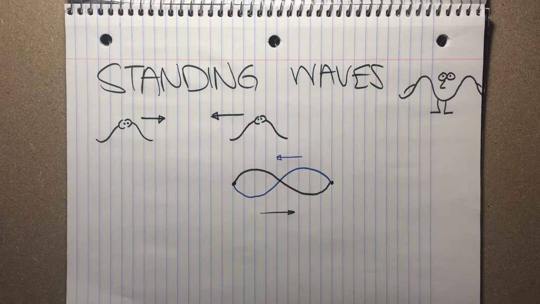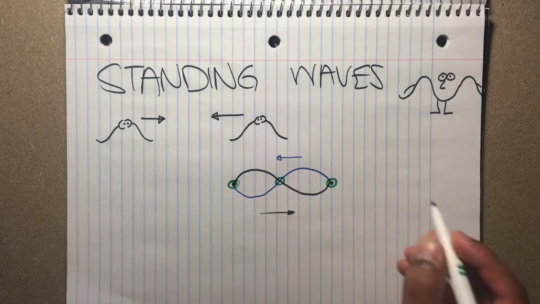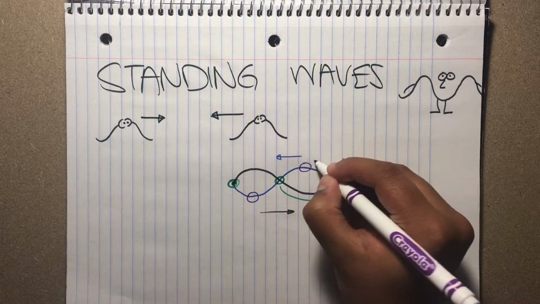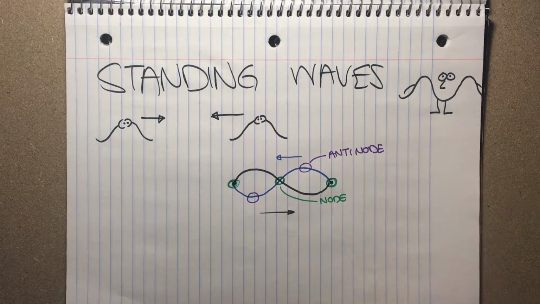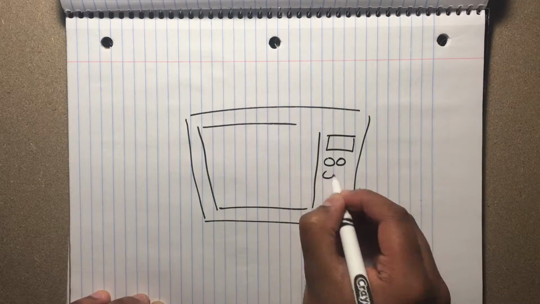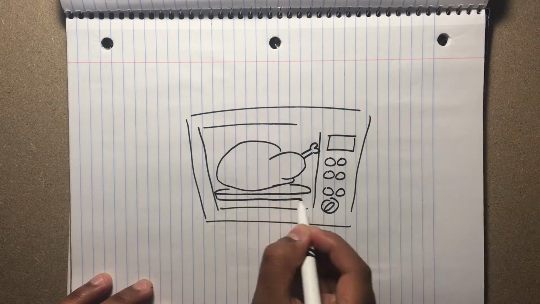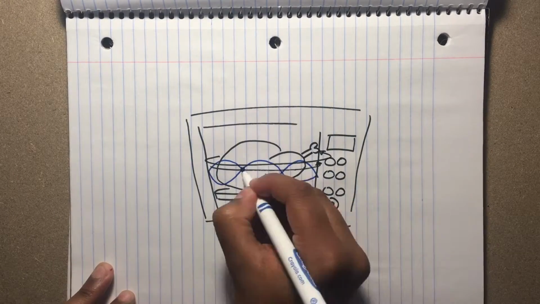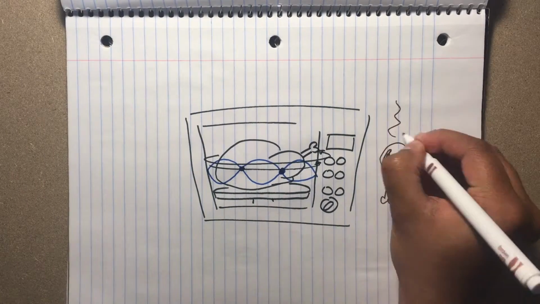There are two important parts of the standing wave: nodes and antinodes. The nodes on this wave are the points where the wave is completely stationary. The antinodes are the points of the maximum displacement in a standing wave system. An everyday example where we find standing waves is in a microwave. That's why there's a turntable, so that all the food gets heated, there won't be cold spots where the nodes are.